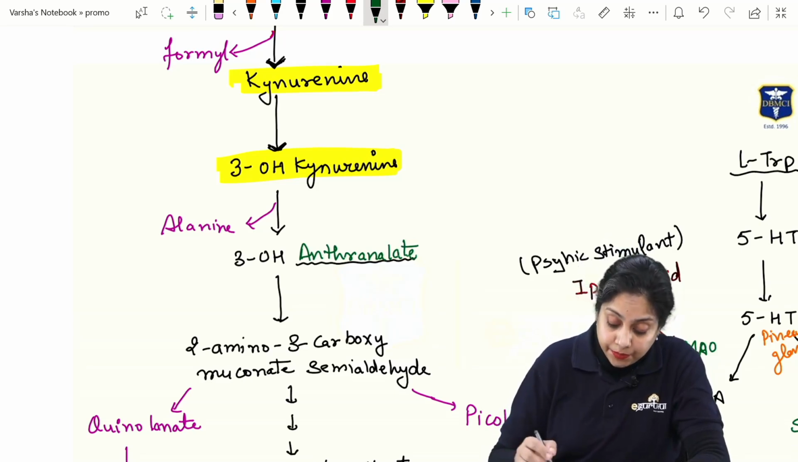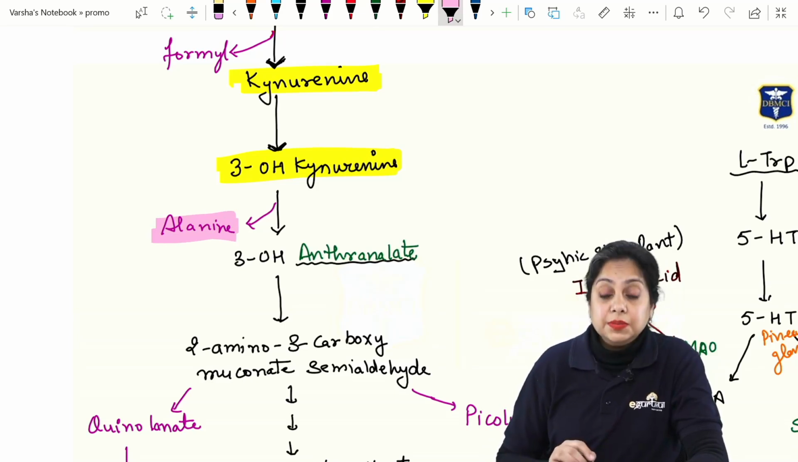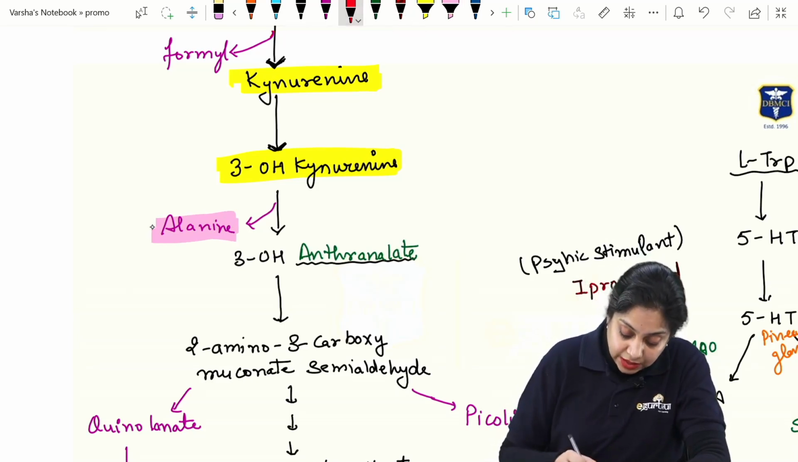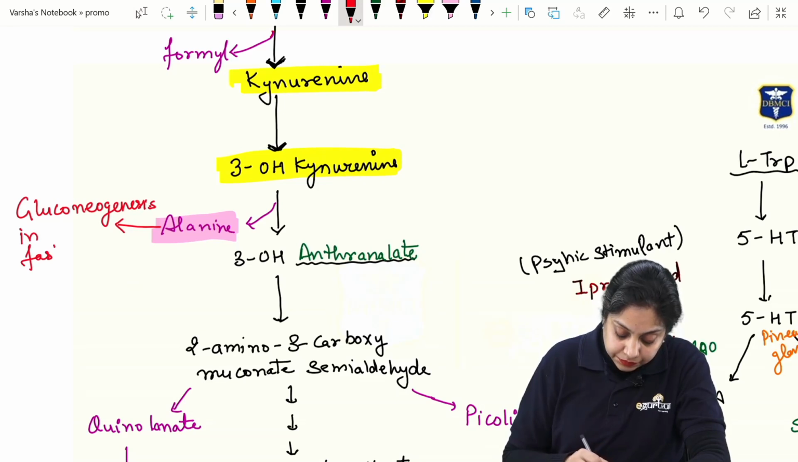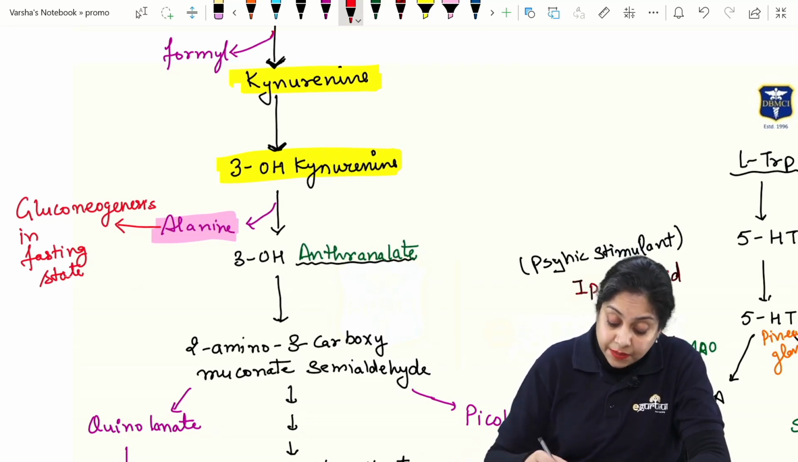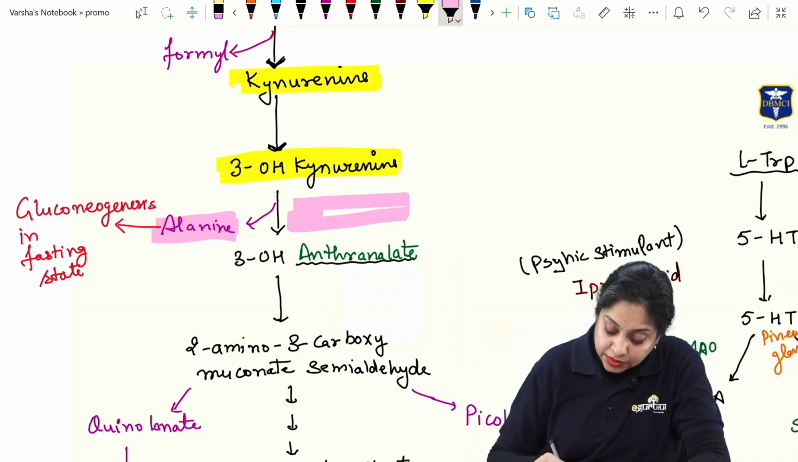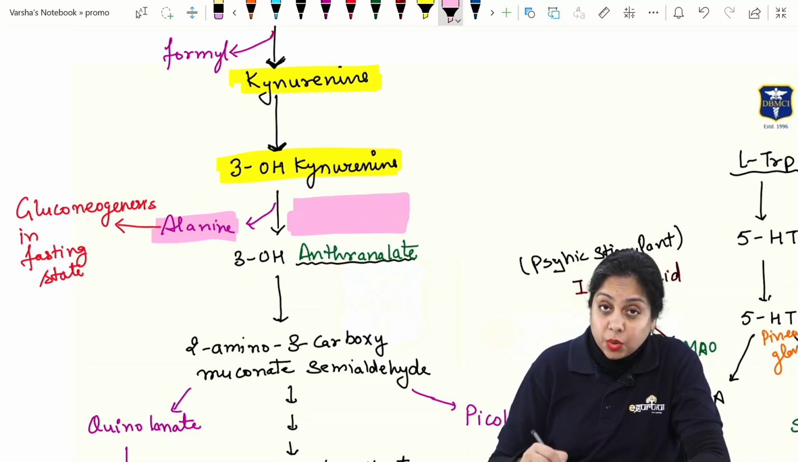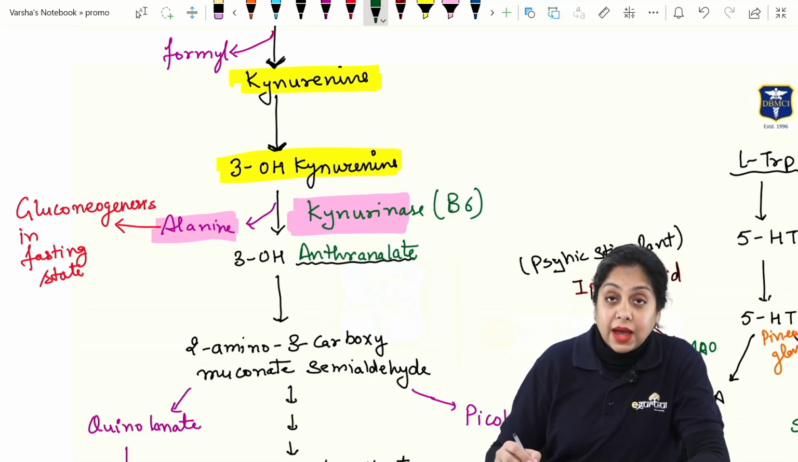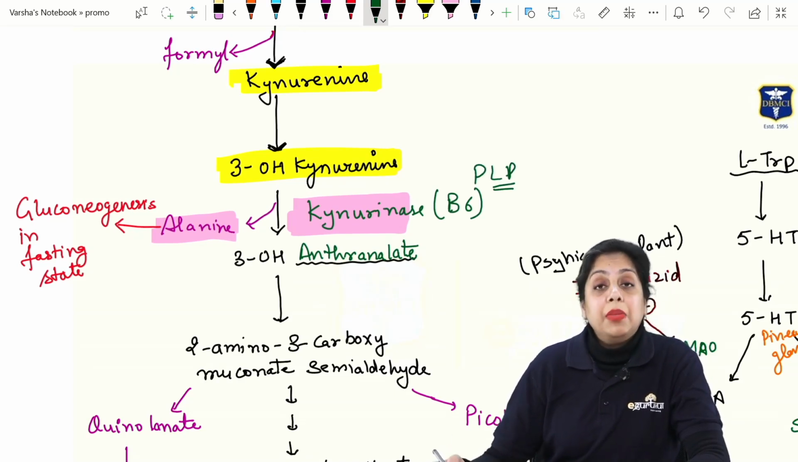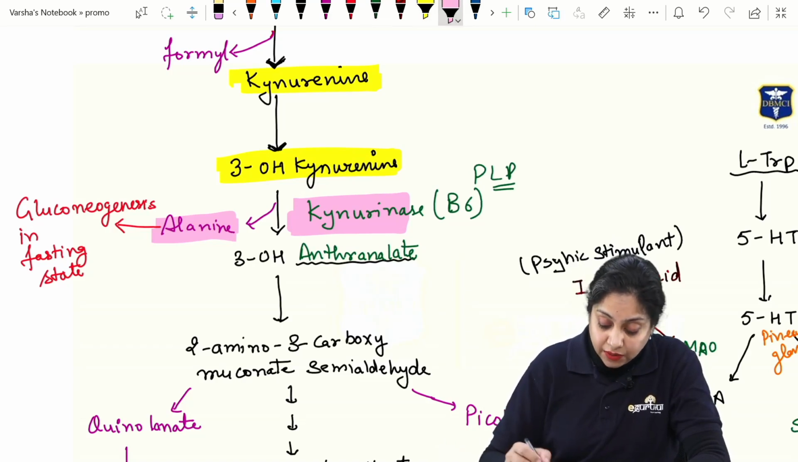And at this step, what is being released? Alanine is being released, and this is taken down for gluconeogenesis, right, in the fasting state. Now, which enzyme is responsible? This is a very important step we should be focusing on from the examination point of view. This is the point where we are forming the alanine. Enzyme involved is kynureninase enzyme, which requires vitamin B6. The activated form of vitamin B6 we all know is pyridoxal phosphate. This is the coenzyme, activated form of vitamin B6.